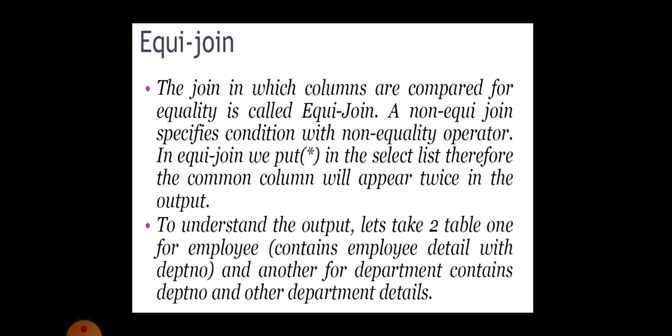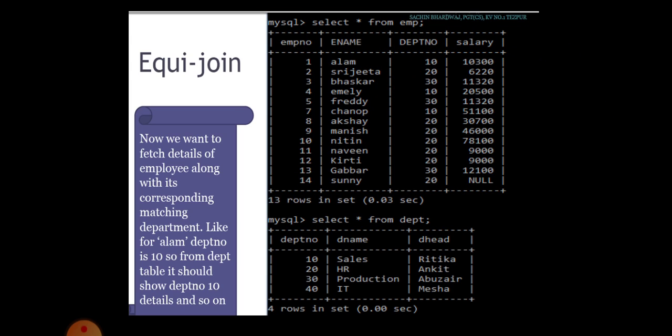To understand the output, let us take two tables, one for employee and another for department. The department table contains the department number and other department details. The employee table will contain the employee details along with the department number. In the employee table, we will have the details of employee like EMPNO, that is employee number, employee name, and department code like 10, 20, 30, then salary of each employee. Then in the department table, we have the details of the department like department number, department name and head of the department, that is D head.